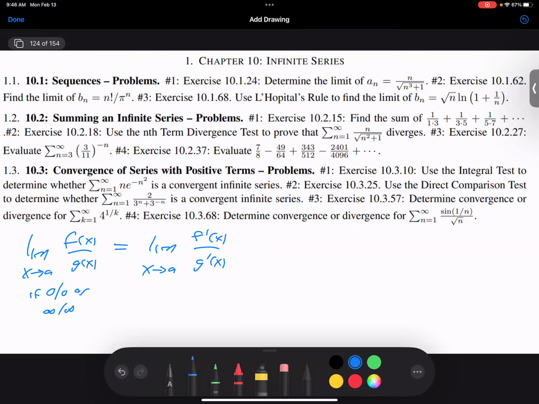So the question is, why is L'Hopital true? Quick proof of L'Hopital. Say we have 0 over 0: f of x over g of x. Does everyone agree that it's equal to this?